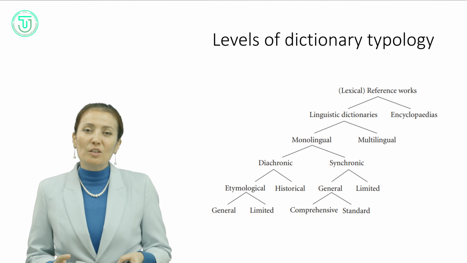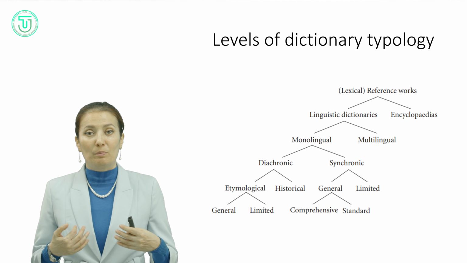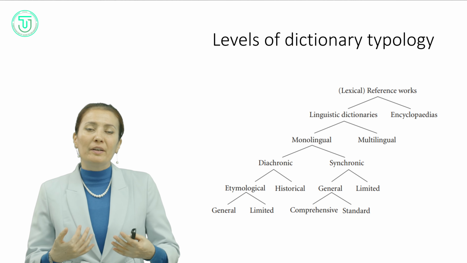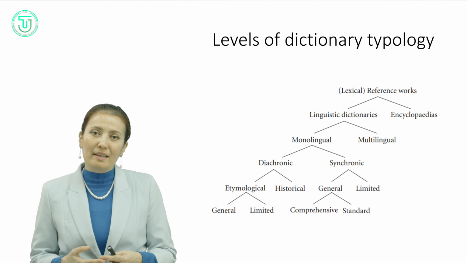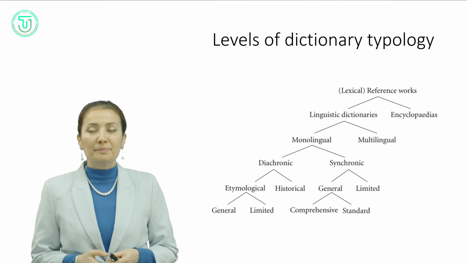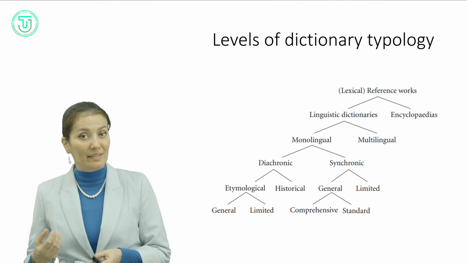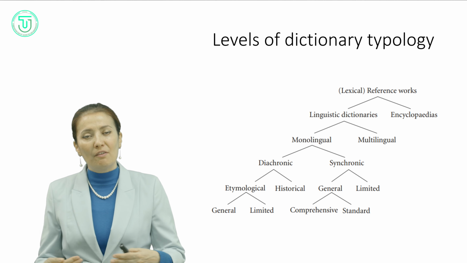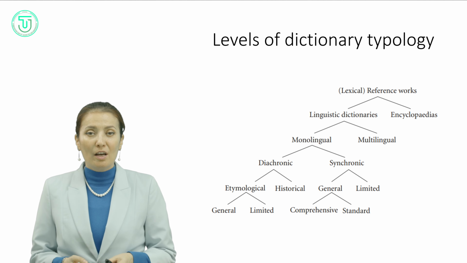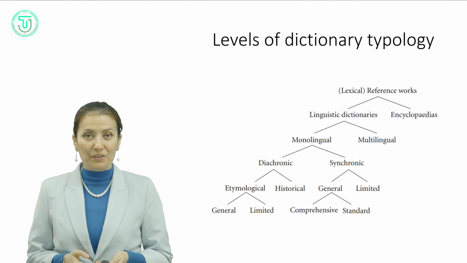Regarding synchronic, it deals with the modern, current state of the language itself, of the processes which happen in the language. As you know, words change their meaning, they acquire new meaning, they omit their old meanings, for example, due to some processes which happen in society. Diachronic dictionaries can be subdivided into etymological, which deals with the origin of words, with some dialects, etc., and historical, which deals with the evolution and development of words. We also have synchronic dictionaries. They refer to general, specialized or limited, comprehensive and standard dictionaries.